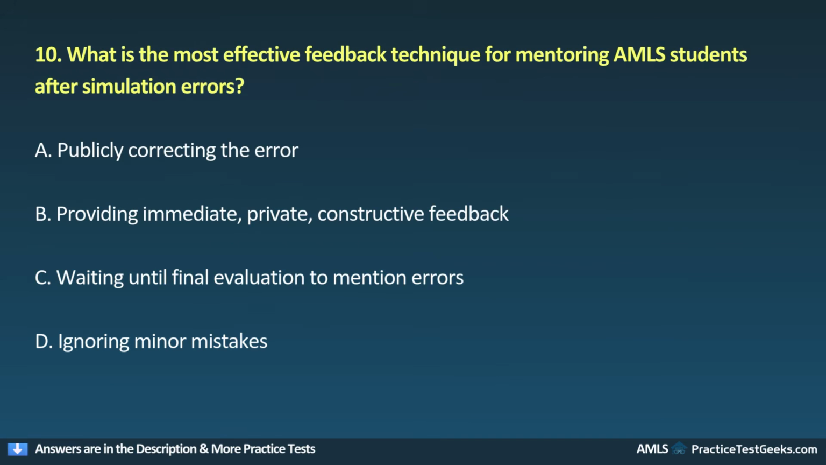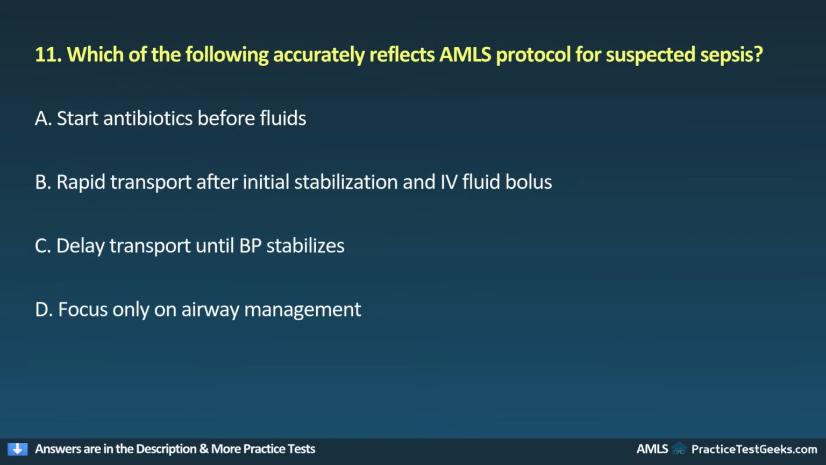10. What is the most effective feedback technique for mentoring AMLS students after simulation errors? A. Publicly correcting the error. B. Providing immediate, private, constructive feedback. C. Waiting until final evaluation to mention errors. D. Ignoring minor mistakes.